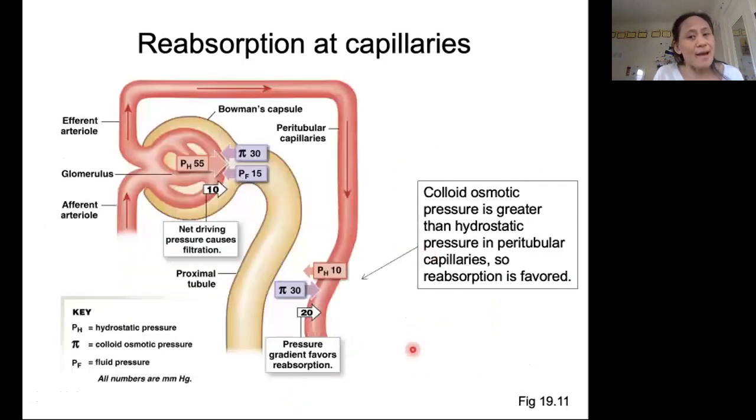Well, it turns out that that's actually a very easy problem to solve because colloid osmotic pressure is much greater than the hydrostatic pressure in the peritubular capillaries. So we naturally reabsorb. We have a net reabsorption pressure, basically, of 20 millimeters of mercury. So we're going to end up reabsorbing fluid into the peritubular capillaries. Piece of cake.